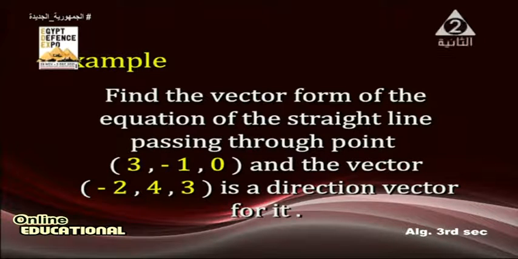Before we choose the correct answer, we work out how to form the vector form of the equation of a straight line. What is the vector form of the equation of a straight line? Excellent student. R vector equals A vector plus t D vector. What is the A vector? (3, -1, 0). Good. What is the direction vector? Yes, (-2, 4, 3). What is the equation? R equals (3, -1, 0) plus t(-2, 4, 3). This is the vector form.